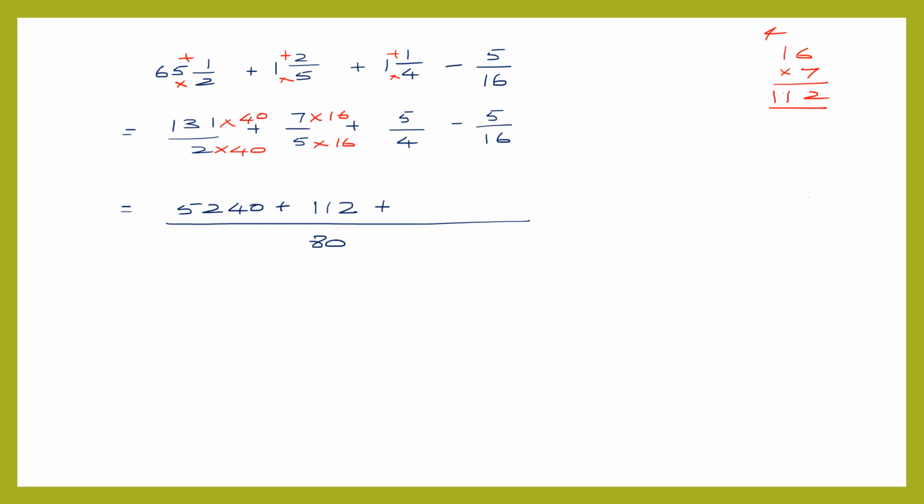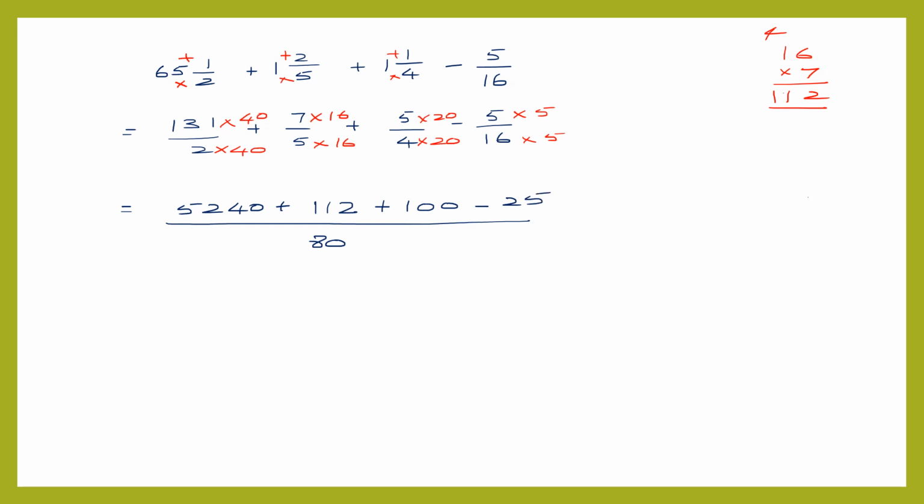4 into what is 80? 4 into 20. So multiply 5 also by 20. 5 into 20 is 100. Minus, now 16 into 5. So 5 into 5 is 25. So we have all our numerators there.